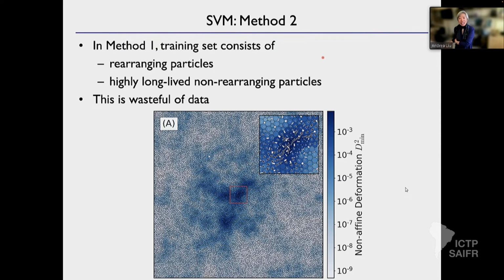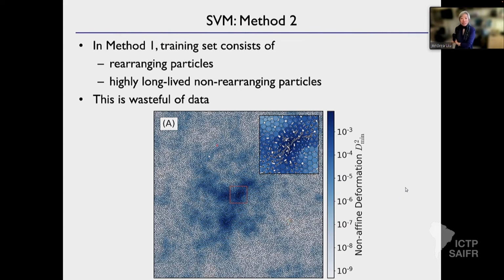So what I said was we were only using a small fraction of our particles in our training, right? The ones that are actually rearranging and the ones that didn't rearrange for a very long time. But that's incredibly wasteful of data. And usually we're in this case where we don't actually have enough data. For example, if we're looking at experimental data, we really don't want to waste any. And this data can be very time consuming to obtain. So how can we be more thrifty? That's where I want to get to delta squared min.